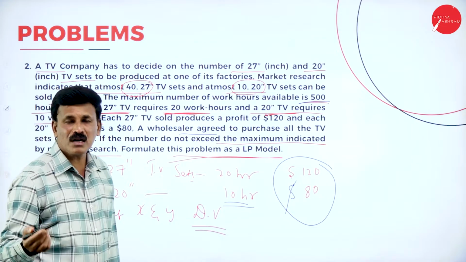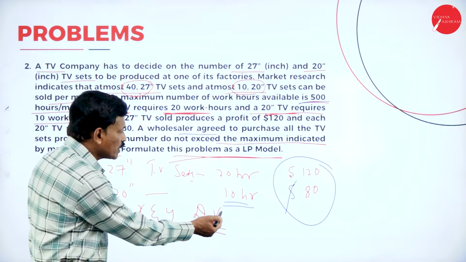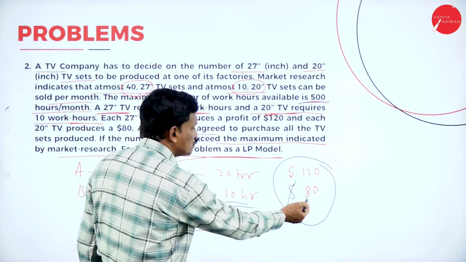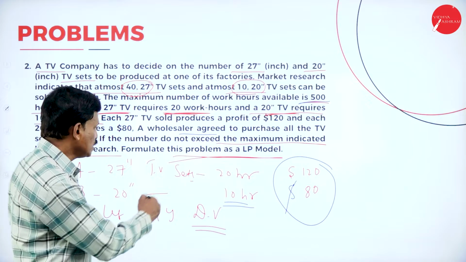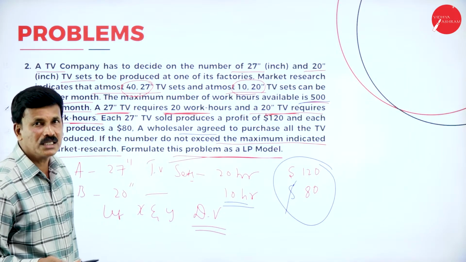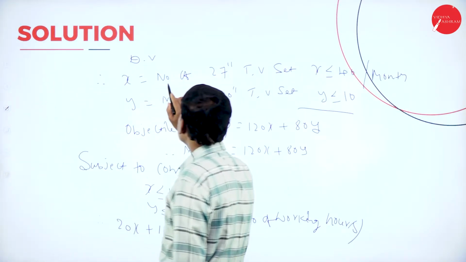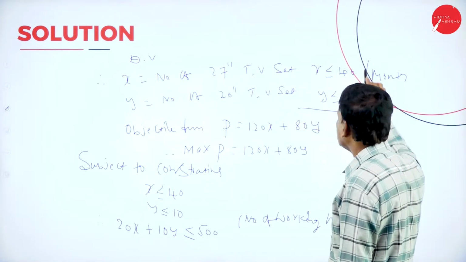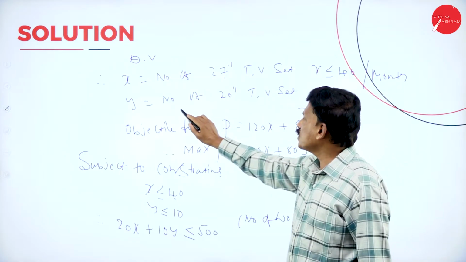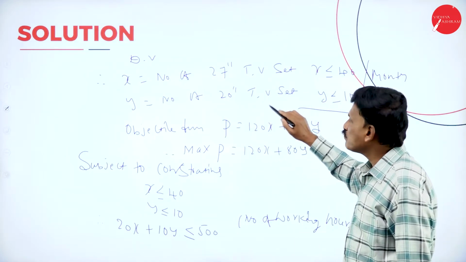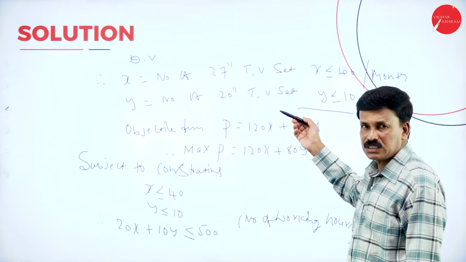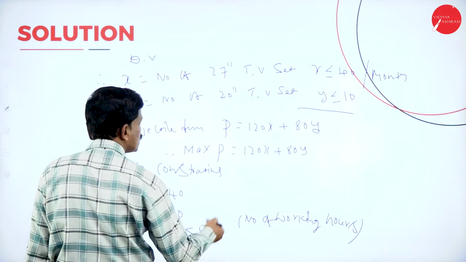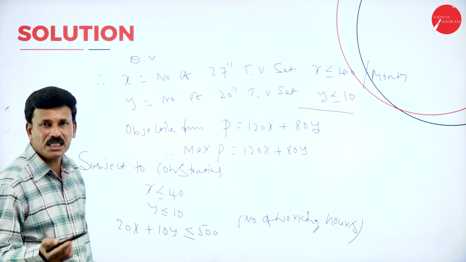The hours required for product A is 20 and product B is 10 hours, and the profit you are going to get for model A is 120 and model B is 80. This can be put in the form of a mathematical equation. Let X be the number of 27-inch TV sets, therefore X is less than or equal to 40 per month, and Y is the number of 20-inch TV sets, so Y is less than or equal to 10.